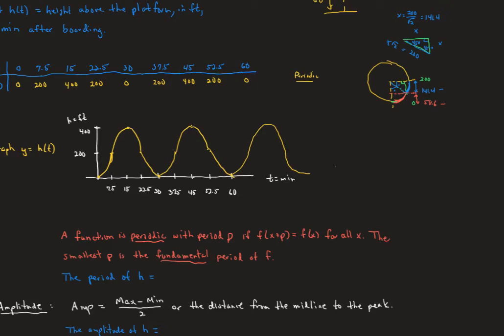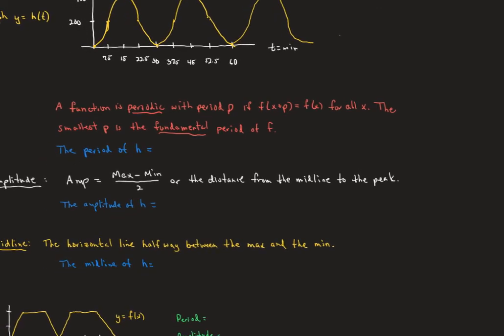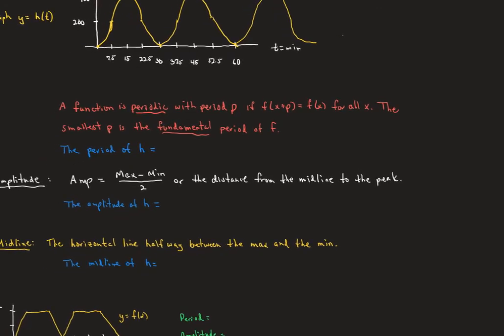So sliding down here to the red, we can see our definition: a function is periodic with period p if f of x plus p is equal to f of x for all x. And the smallest p is the fundamental period of f. So for our function h, the period, that horizontal distance you travel before you start repeating yourself, is 30 minutes.